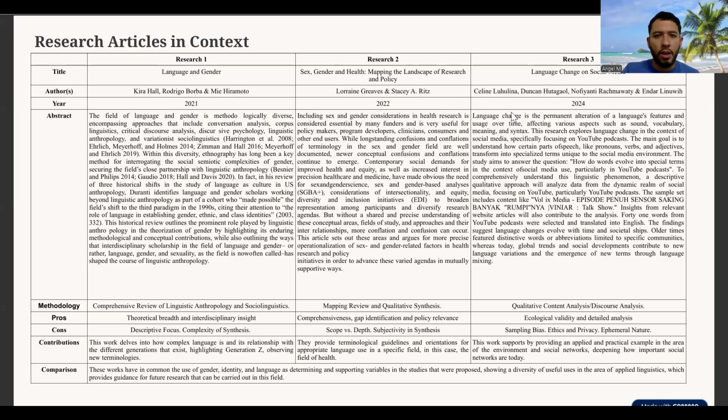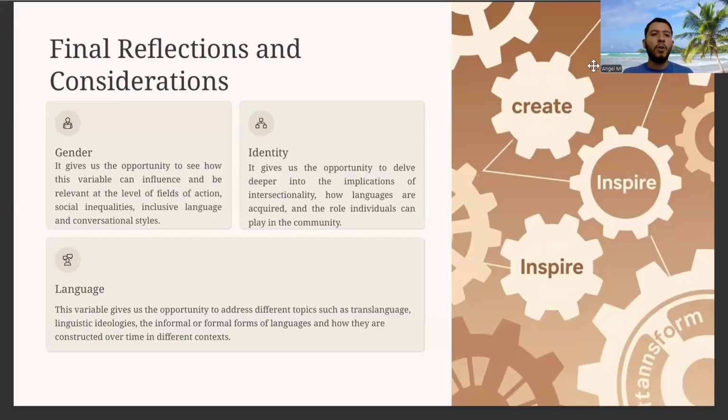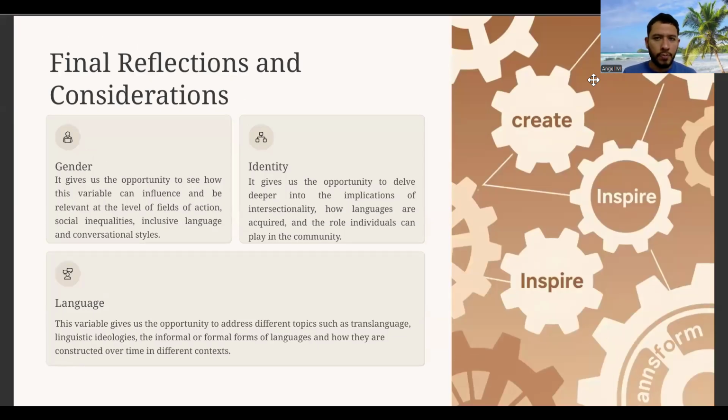Now, we are going to talk about final reflections and considerations on three main points. Gender: EFL has the opportunity to see how this variable can influence and be relevant at the level of fields of action, social inequalities, inclusive language, and conversational styles. Identity: EFL has the opportunity to delve deeper into the implications of intersectionality, how languages are acquired, and the role individuals can play in the community.